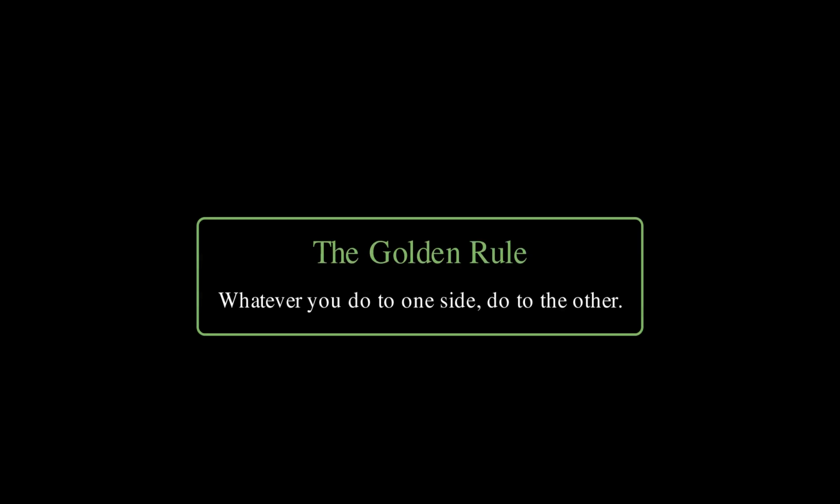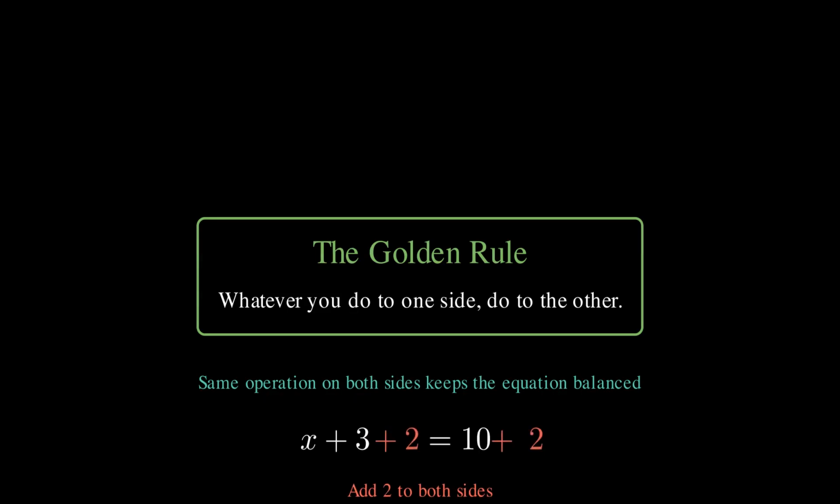A linear equation has one variable with no exponents above 1. The goal is always the same. Get x alone on one side. Let's start with a warm-up.